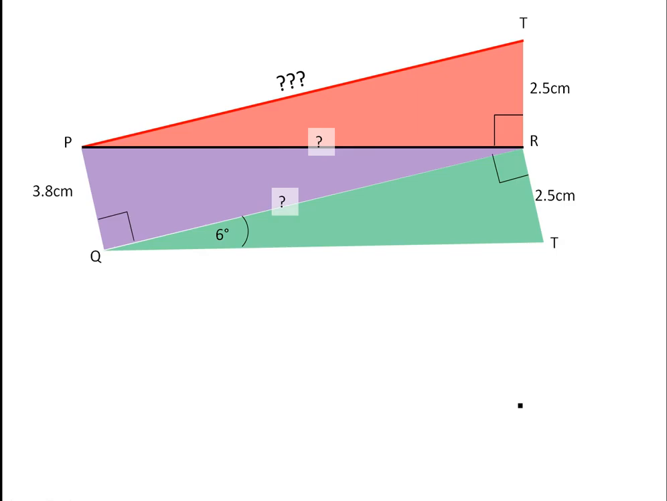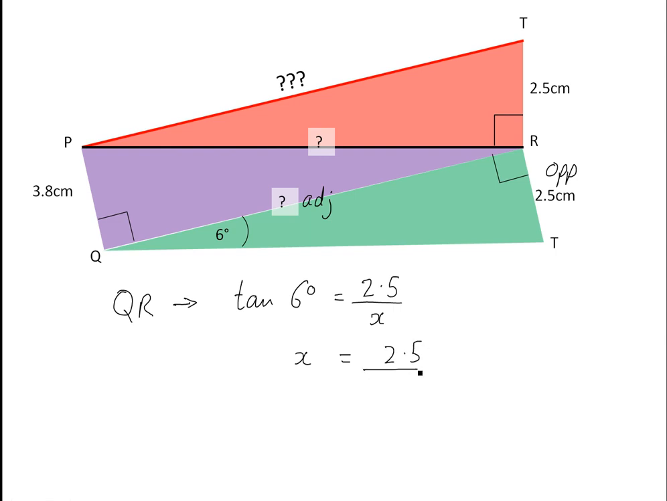So there it is. There's the 2D version, slightly enlarged, and we're going to go about working out each part step by step. So QR is where we'll start, and for that I've got the adjacent side, that's adjacent to 6 degrees, and opposite. That's going to require the tangent then. So tan 6 degrees equals opposite, which is 2.5, over the adjacent, which I'm going to call x. So x, if I rearrange that, equals 2.5 divided by tan of 6 degrees.